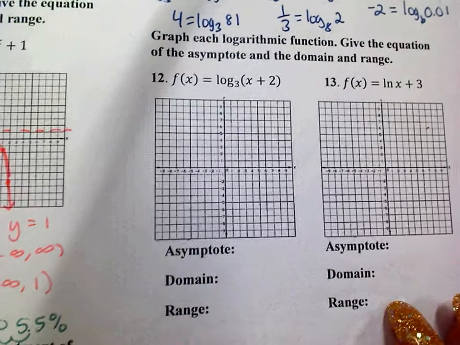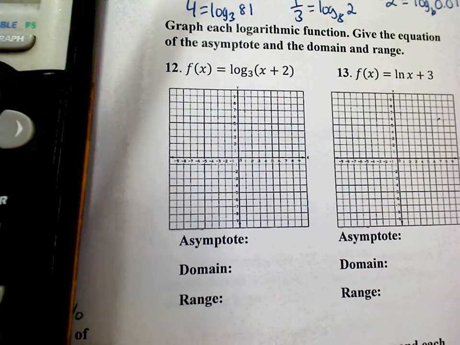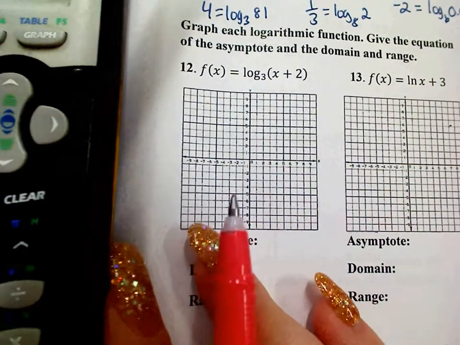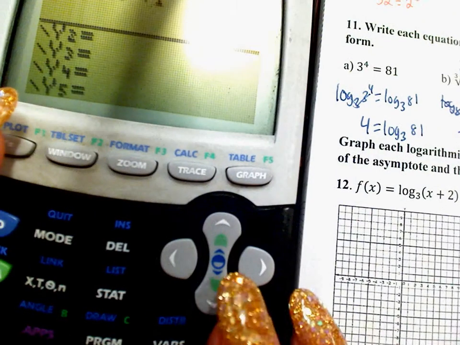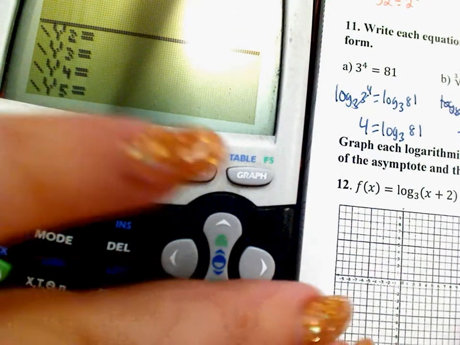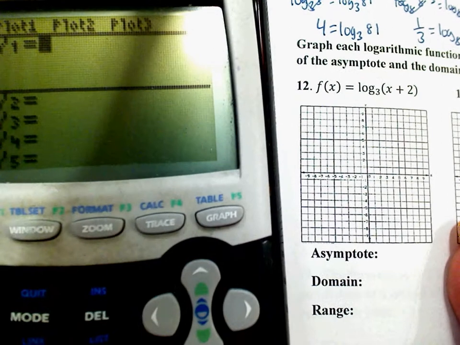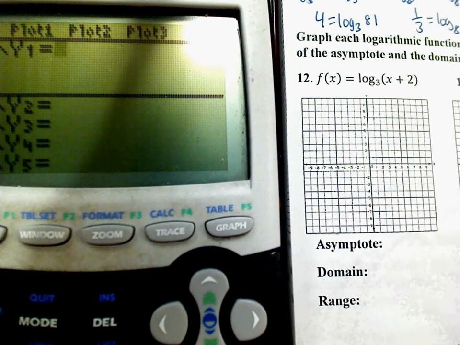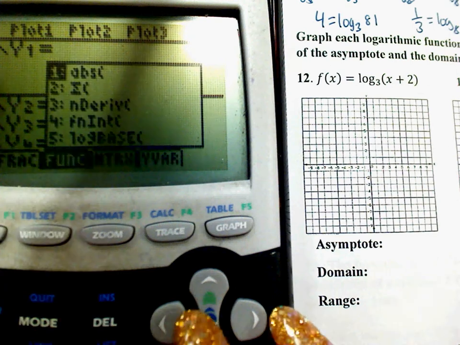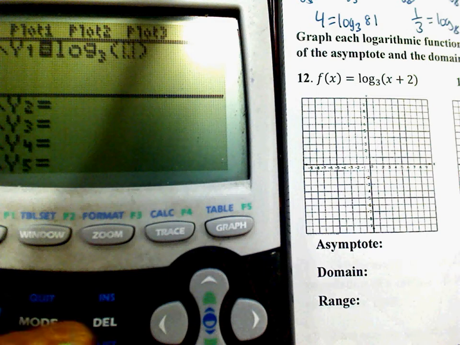Graphing logarithms, again, we're just going to be using our calculator. So, y equals, I need to type in log base 3 of x plus 2. A couple different ways to do that. You could do the change of base formula, but since we have this, we'll go ahead and do alpha window and do log base. Log base 3 of x plus 2.